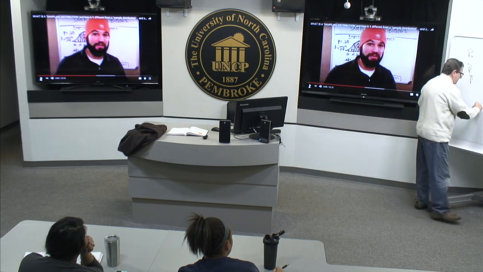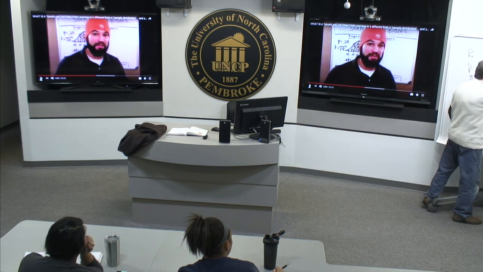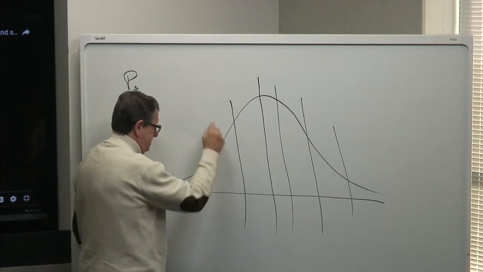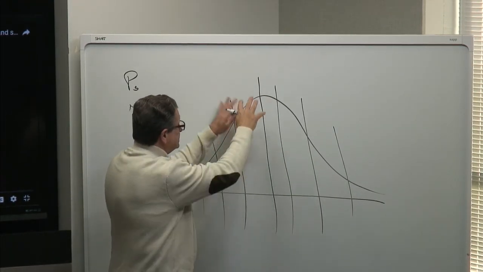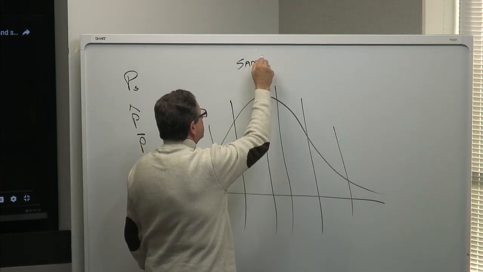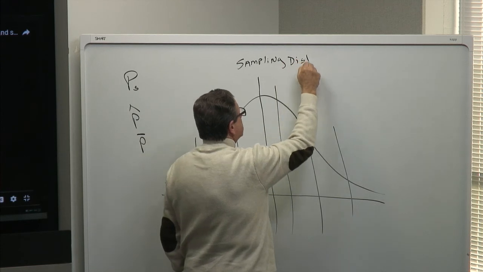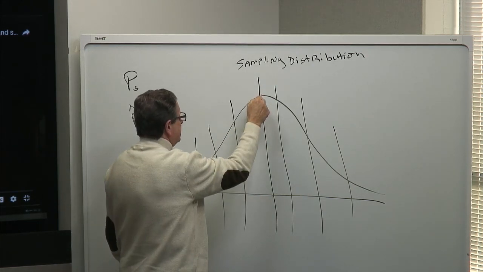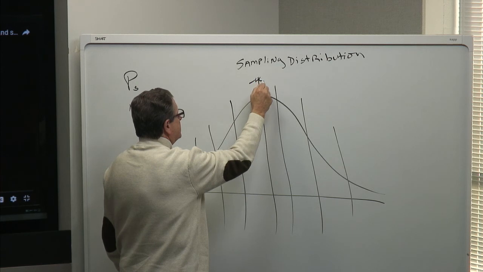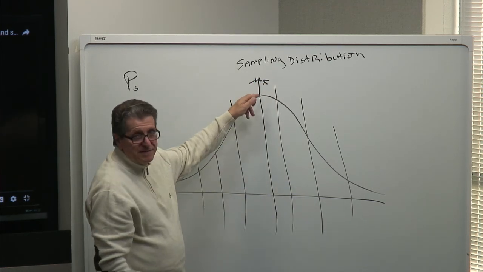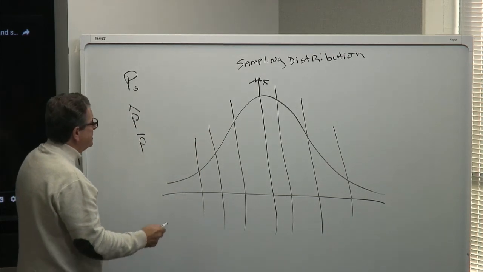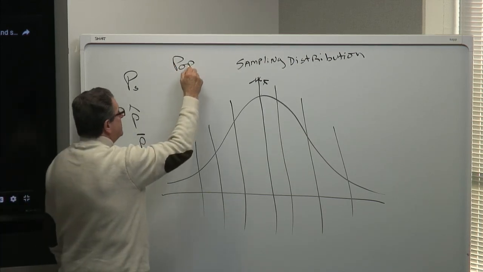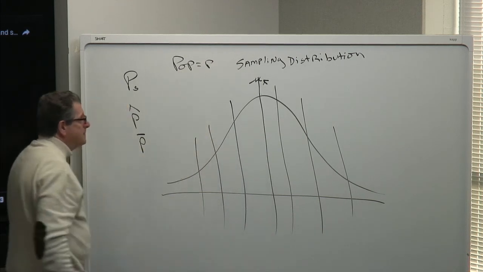Because in real life, by the way, we don't pick an infinite number of samples. We just pick one sample, right? So if you did what that guy did in the video and created this sampling distribution and kept doing it, you would know that the mean of the sampling distribution, remember we wrote that in the last class, mu sub x bar, would be the same as the population parameter, the population p.